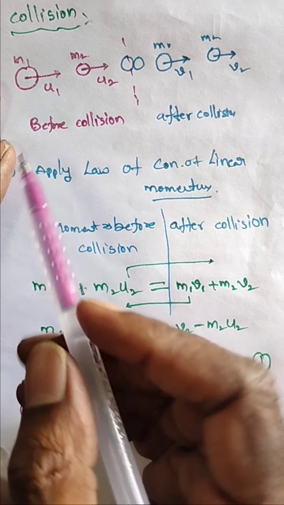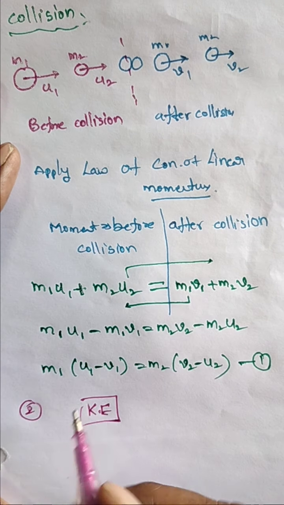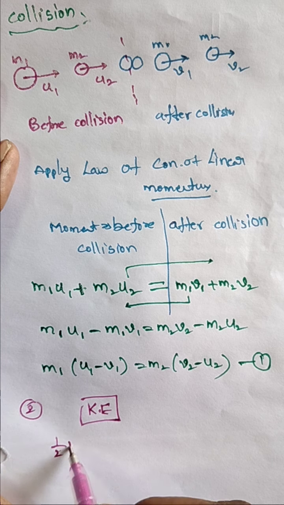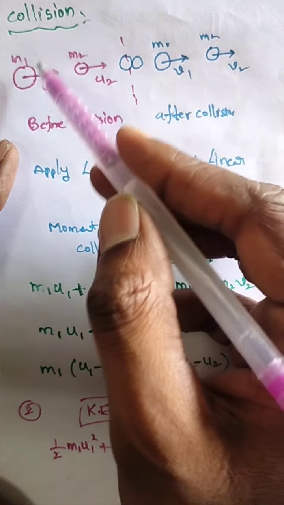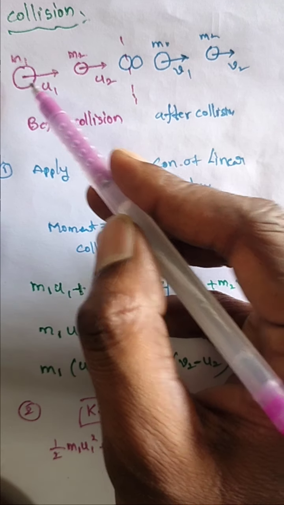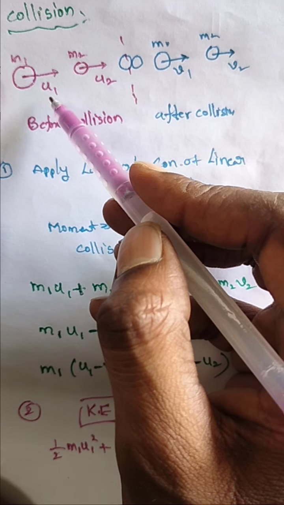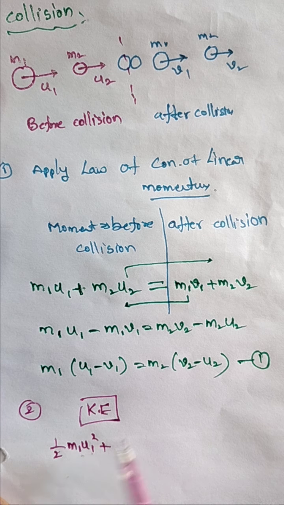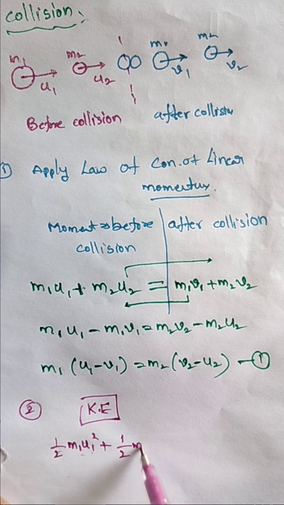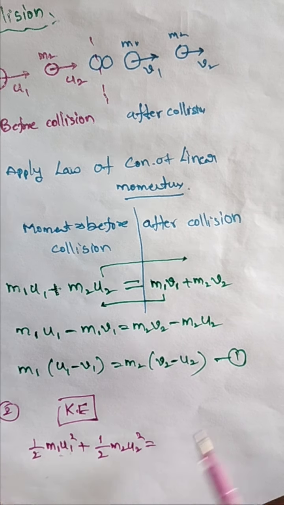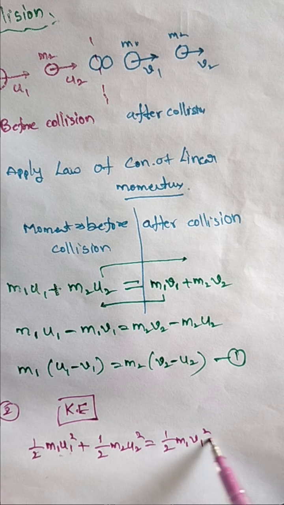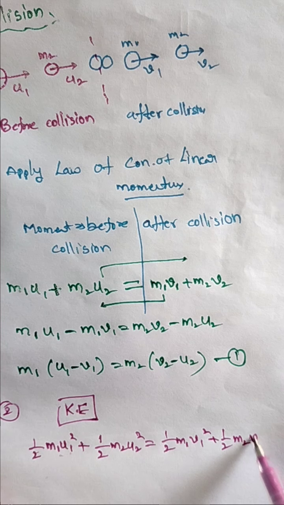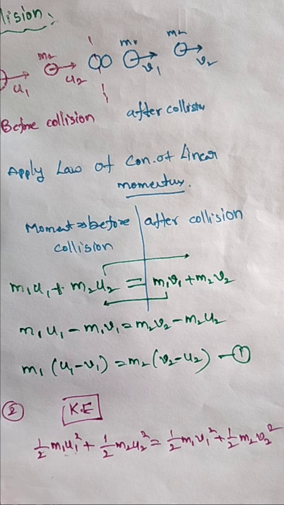So what is the kinetic energy of the first particle? 1 by 2 m1 u1 square is the formula. So this is the kinetic energy of the first particle, m1 moving with velocity u1. Second particle, 1 by 2 m2 u2 square, is equal to, after collision, 1 by 2 m1 v1 square and 1 by 2 m2 v2 square. So this is the application of conservation of kinetic energy.